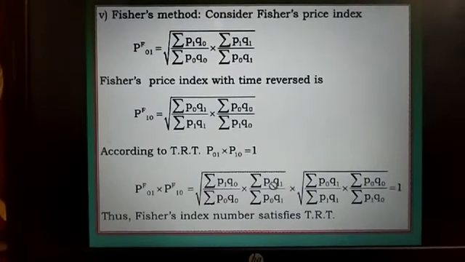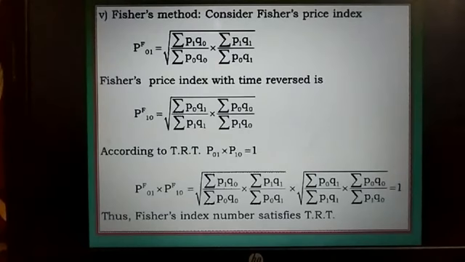Where is P1 Q1? Here sum of P1 Q1 is there. So this and this will be getting cancelled. Next, sum of P0 Q1 is present here in numerator. Then P0 Q1 is present in denominator here. So these two will be getting cancelled. Sum of P0 Q0 is present in numerator here.